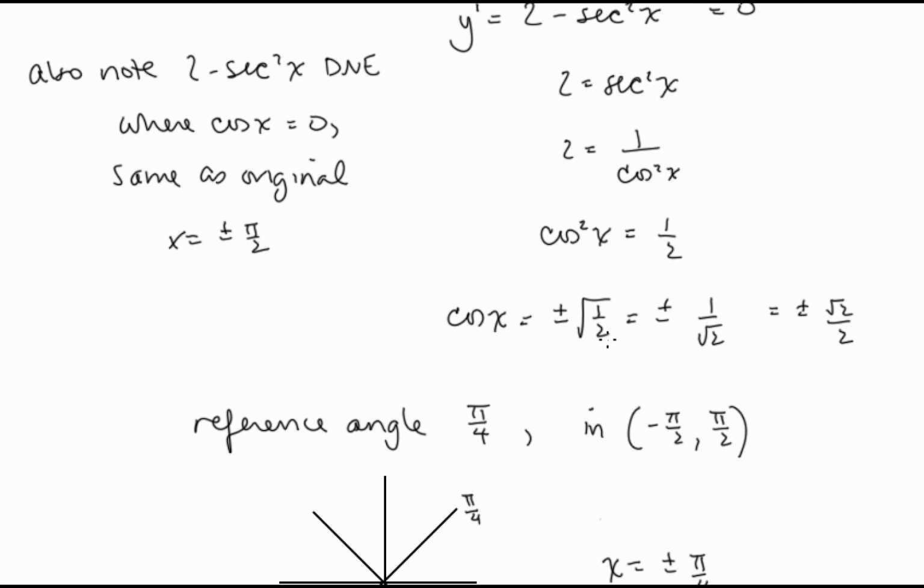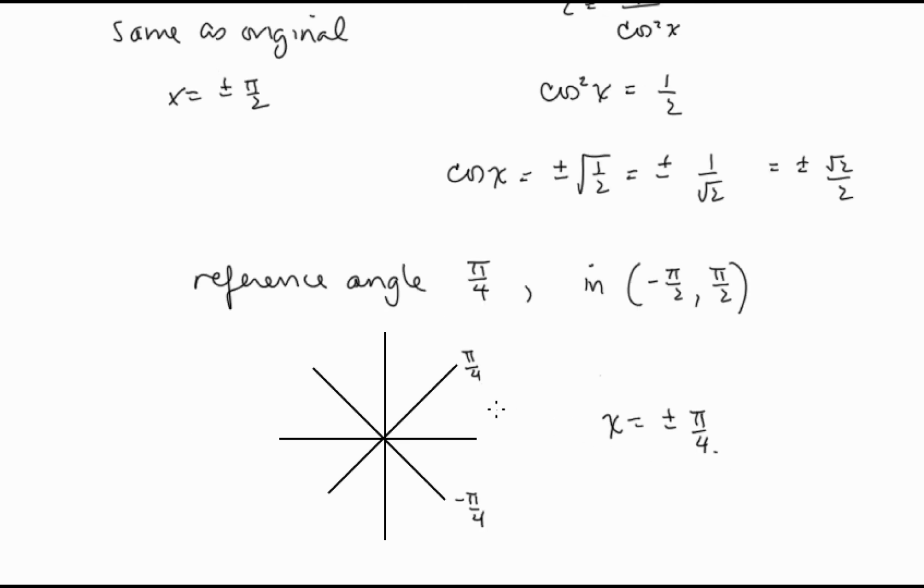And notice radical 1/2 is the same as radical 2 over 2, because this is 1 over radical 2, and if we rationalize here, that's radical 2 over 2. So we're saying cosine x is equal to positive or negative radical 2 over 2. That happens when pi over 4 is the reference angle, and we are in quadrants 1 and 4 right now, because we have x going from negative pi over 2 to pi over 2. And so the two solutions we have are x equals positive pi over 4 and negative pi over 4. These are our critical numbers.